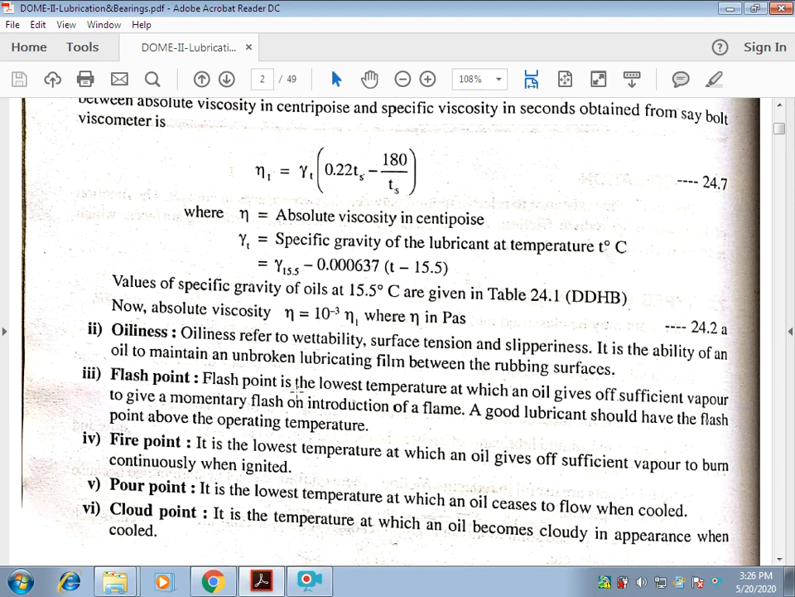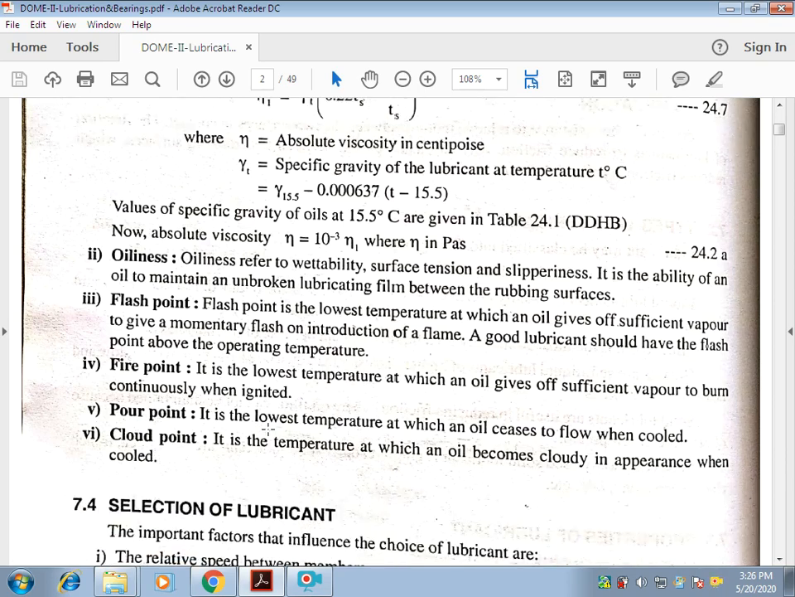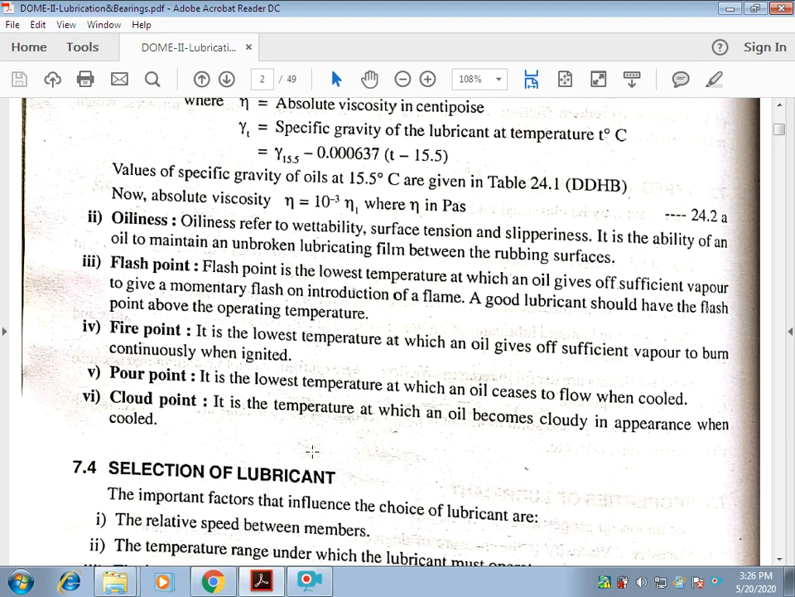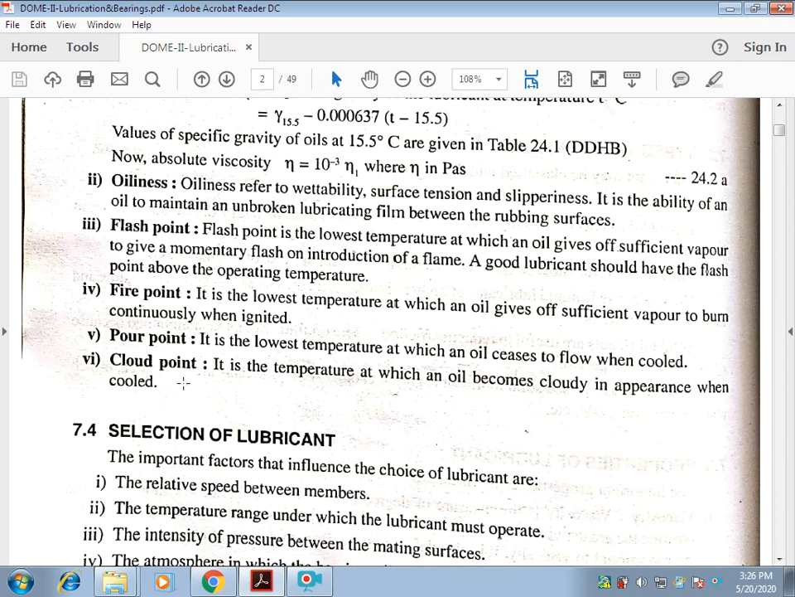Flash point means the lowest temperature at which oil gives off sufficient vapor to give a momentary flash on introduction of flame. Already I just explained what I did in the fluid mechanics lab. Fire point is the lowest temperature at which oil gives off sufficient vapor to burn continuously when ignited. Pour point is the lowest temperature at which the oil ceases to flow when cooled. And cloud point is the temperature at which an oil becomes cloudy in appearance when cooled.